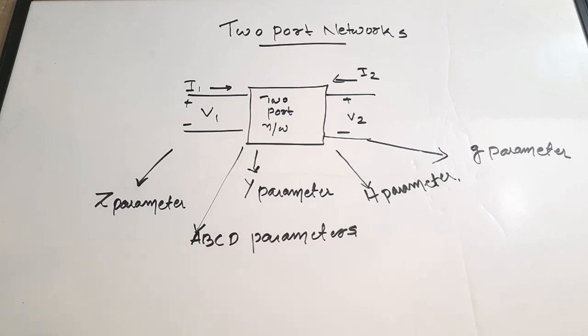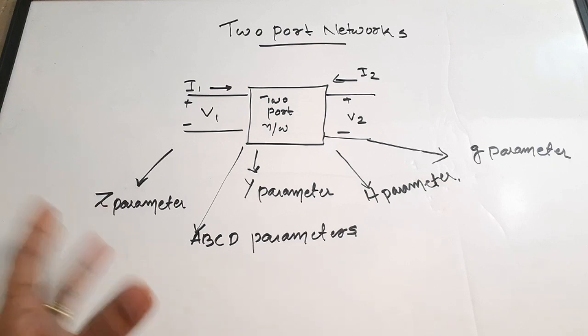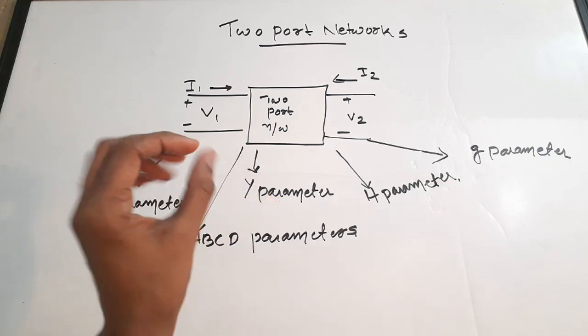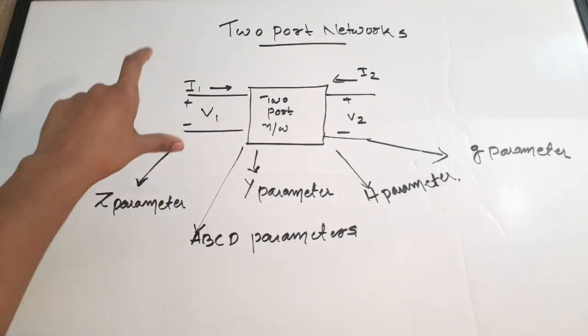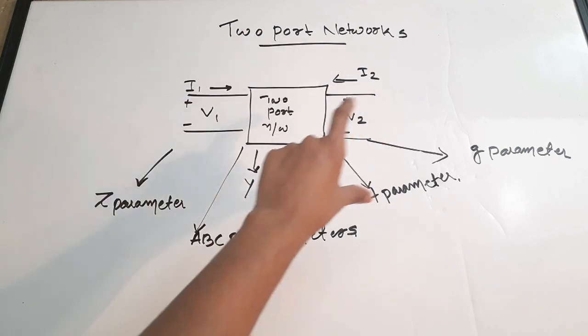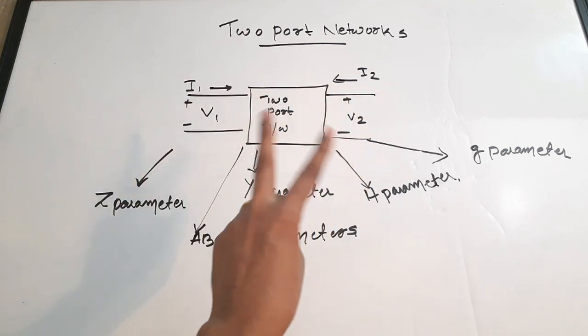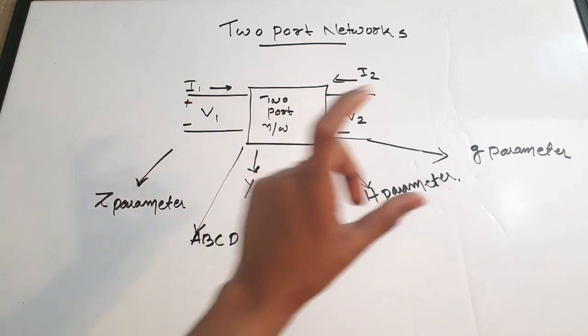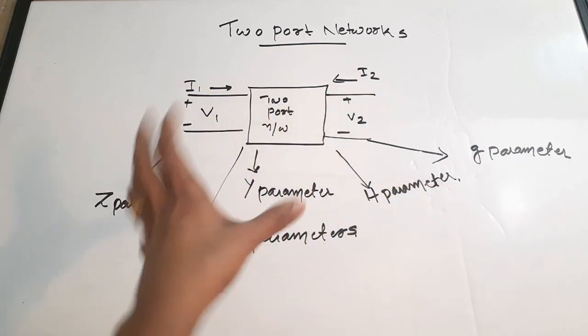Okay, now we are going to see about two-port networks. What is a two-port network? A two-port network consists of a pair of terminals at the input side and a pair of terminals at the output side, and these two pairs of terminals constitute the input port and output port. Okay, so that is a two-port network.